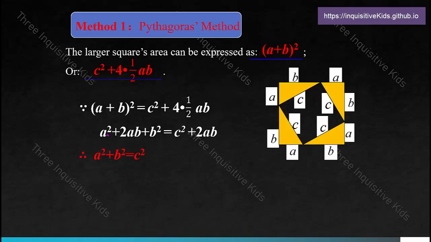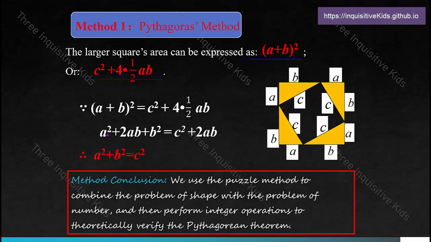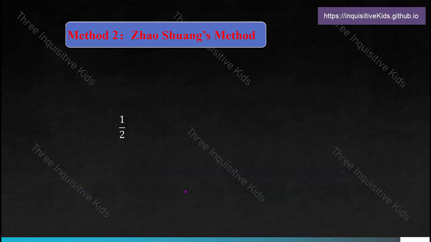So I want you to take a good look at this. See if you don't understand. Or you could rewind and watch the video again. Yep. So now that you've got it, let's move on to the next method. Actually, the conclusion. We use the puzzle method to combine the problem of shape with the problem of number and then perform integer operations. Number operations theoretically verify the Pythagorean theorem.